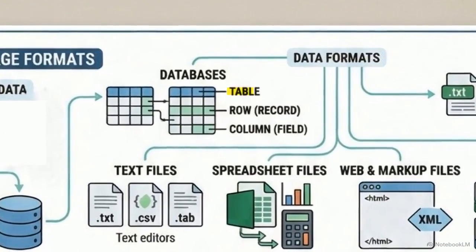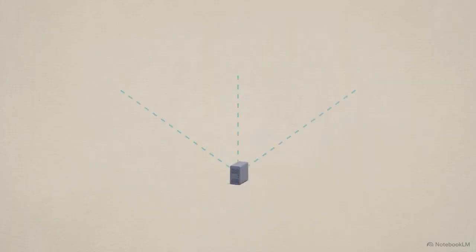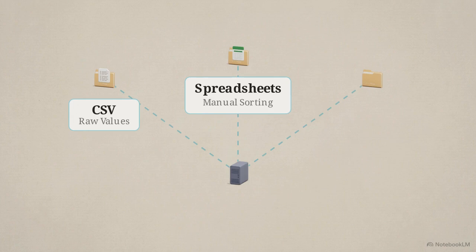For example, a database stores data in structured tables, made up of individual rows and columns containing specific fields. There are other formats for different needs: CSV text files for raw values, spreadsheets for manual sorting and charts, and XML files to organize data for the internet.